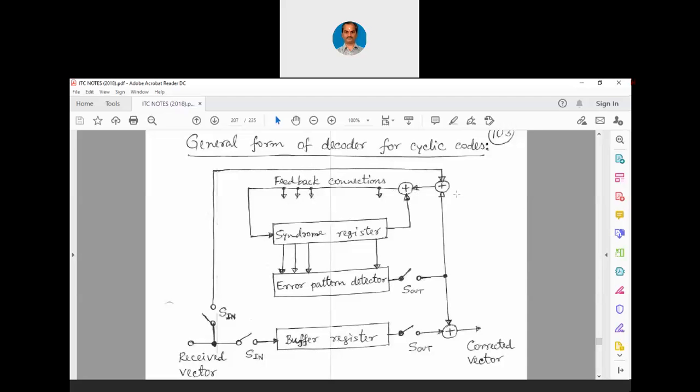where you can see there are two XOR gates at the top and there are feedback connections, and then we have a syndrome register. Later on we have an error pattern detector. Below we have a buffer register.